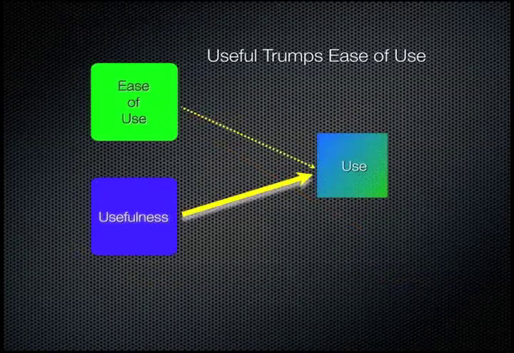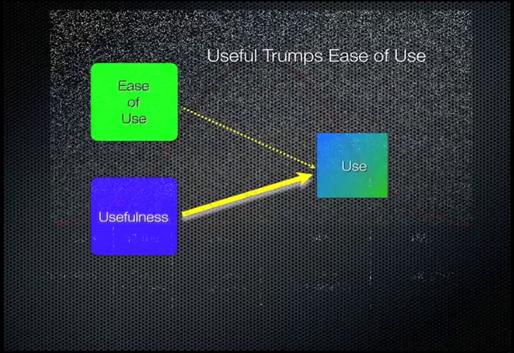Now, when we take a look at an information system project, we understand that systems should be useful. Ease of use is nice, and sometimes we spend too much time thinking about ease of use, but in order for a system to be used, it has to be useful, and usefulness trumps ease of use.